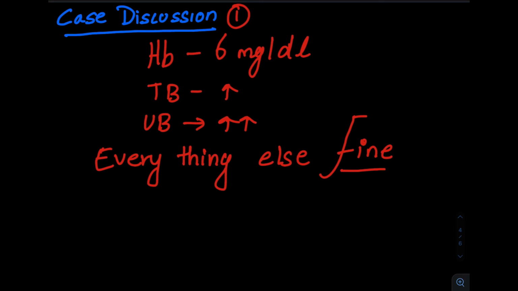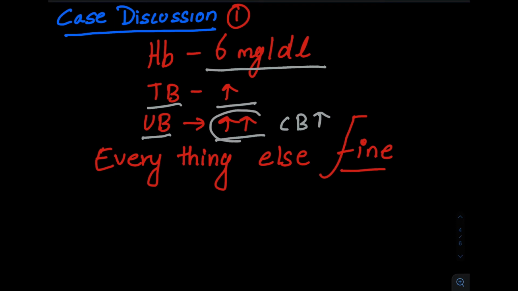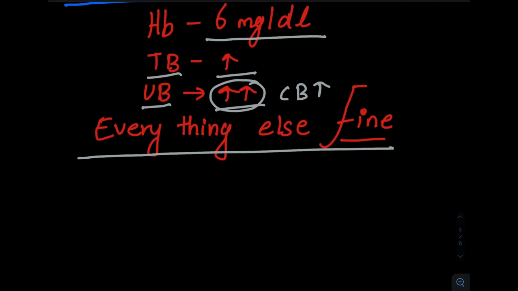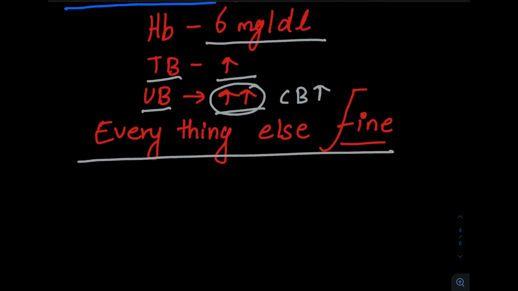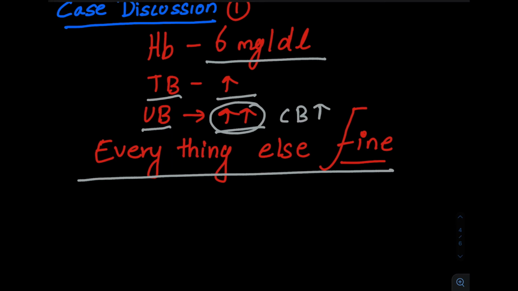So there is a case. We have a patient whose hemoglobin level is 6 mg per dl. The total bilirubin is raised, and unconjugated bilirubin is more raised than conjugated bilirubin. Conjugated bilirubin is also raised, but unconjugated bilirubin is more raised. Everything else is fine, that is, the liver function test is completely fine. So what may be the condition? The first thing that should come to your head is that there is anemia.